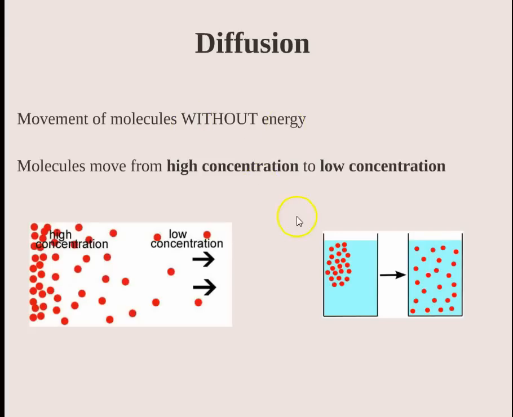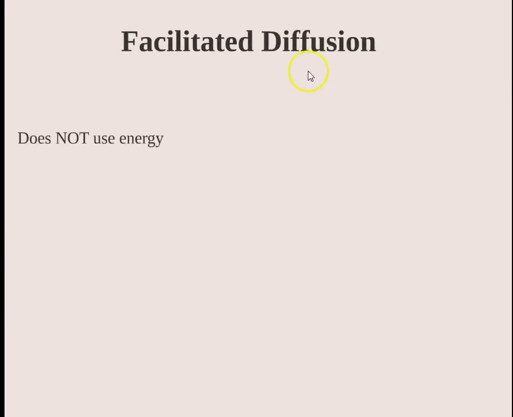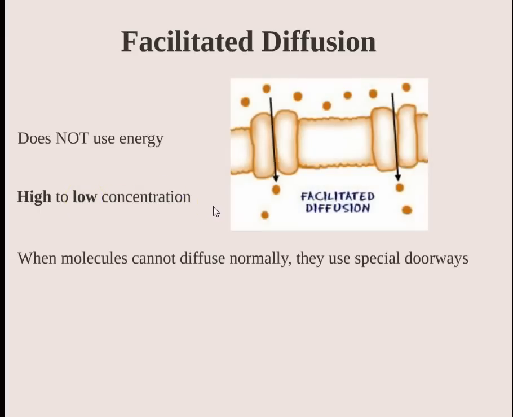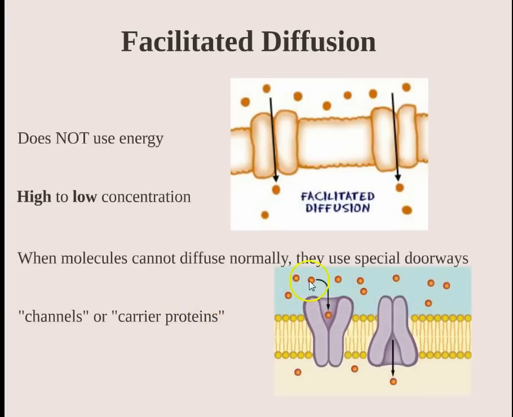And again, no energy. Second type we have is called facilitated diffusion. That comes from the actually Latin and Spanish root word fácil, meaning easy. This is just something that actually helps things diffuse. Again, does not use energy. This is where things move from a high to low concentration, but they can't get through normally. Like in the other video, the dog that was in the cage, they can't just go through the cage on their own. They have a special doorway. So facilitated diffusion, you're still going high to low, but through a special doorway. And these doorways are called channels or carrier proteins. Here you can see another one. Too big to fit through the membrane on their own, go through a special protein door.